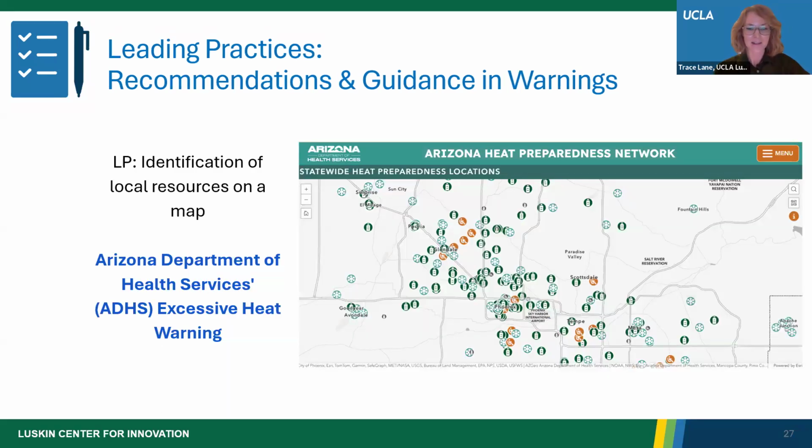The next leading practice is identification of local resources on a map. Here, we were curious about how residents were not only being warned about heat, but also directed to solutions. Arizona offers a great example of this leading practice with their Heat Preparedness Network web map. This is a GIS-based resource locator accessible to the general public. The tool tracks the locations of cooling centers, hydration stations, respite centers, and donation sites across 8 counties. This is especially useful in city centers such as Phoenix and Tucson.